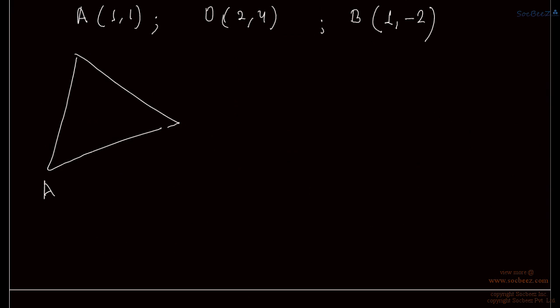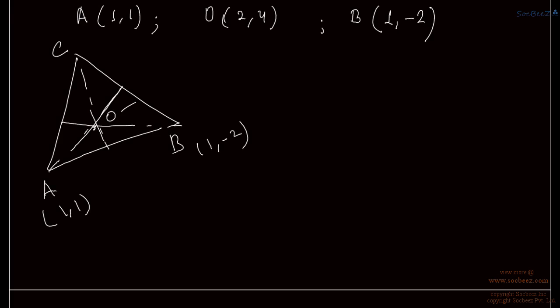Let us draw a triangle. The vertices are A, B and C, and say these are the altitudes, and this is the orthocenter. So we have this vertex as (1, 1) and this vertex as (1, -2), and this is the orthocenter, whose coordinate is (2, 4). So we have to find the coordinate of point C.